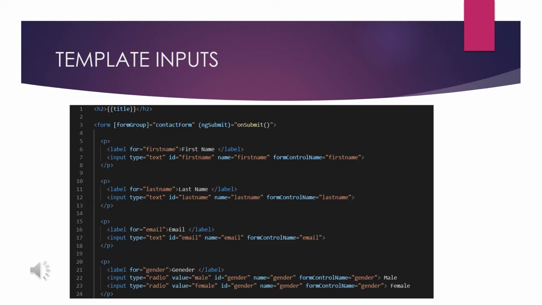Here I have a template file, rendering a title from the component class, and then I have a form. I have a form group bound to contactForm. The submit is invoked by the onSubmit form, and I have a list of values: first name, last name, email, gender. All of these are embedded with formControlName, with the same control names given, first name, last name, and so on. This will help us render the output immediately.